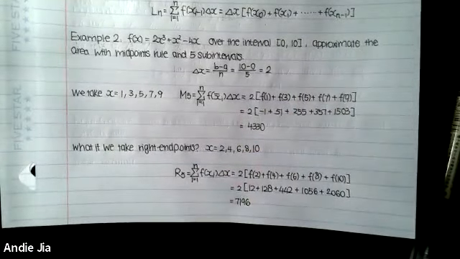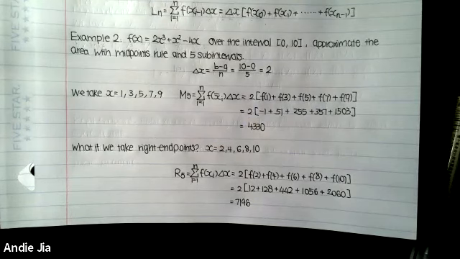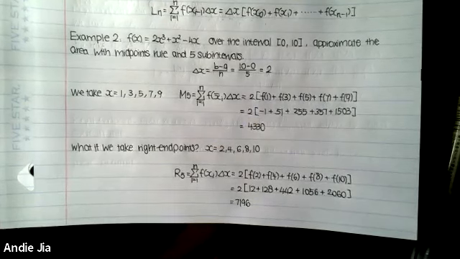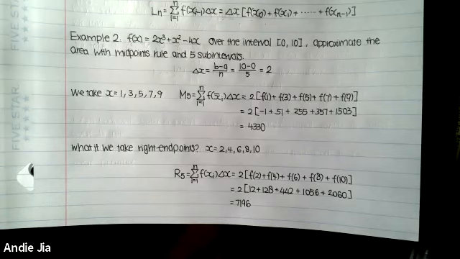As you can see, it is way larger, so it's an overestimate. I think that's all for the 5.1 lecture on Riemann sum theory. Next will be 5.2, definite integrals. Thank you everyone for watching and have a good day.